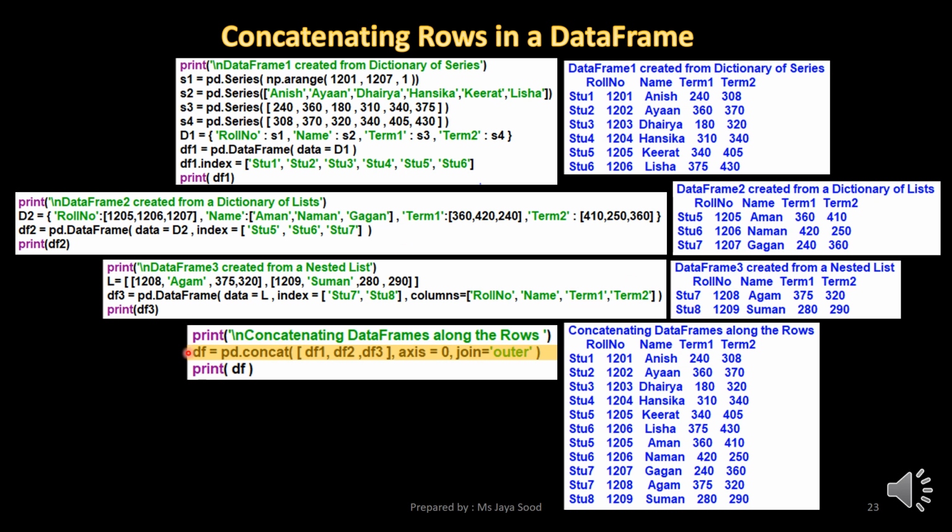df is a data frame object which is created by writing the statement pd.concat, the list of data frames df1, df2, df3. Axis is 0, join is equal to outer. The three data frames will now concatenate along the rows. All the indexes from all the data frames will be present in the resultant data frame.